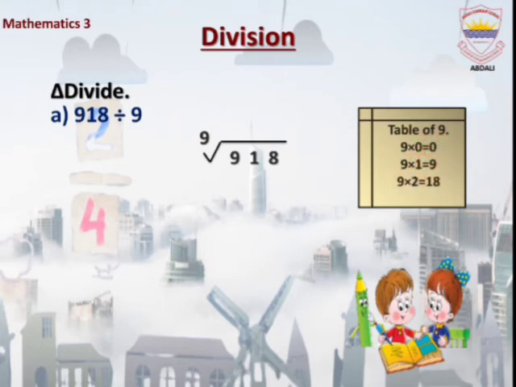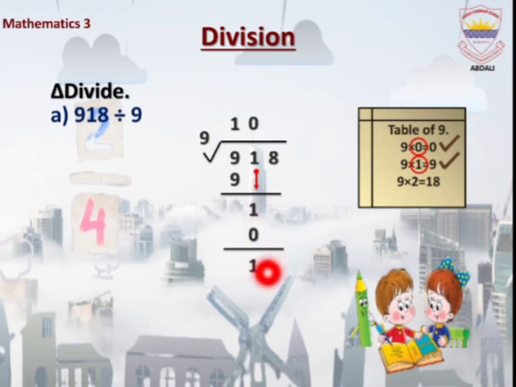9 0 is 0, 9 1 is 9. So we write 9 under 9 and we write 1 at the quotient place. Now students, we write 1 here, and what do we do now? We recall the table of 9. 9 0 is 0. So we write 0 under 1, because 0 is smaller than 1. When we subtract 0 from 1, we get 1.